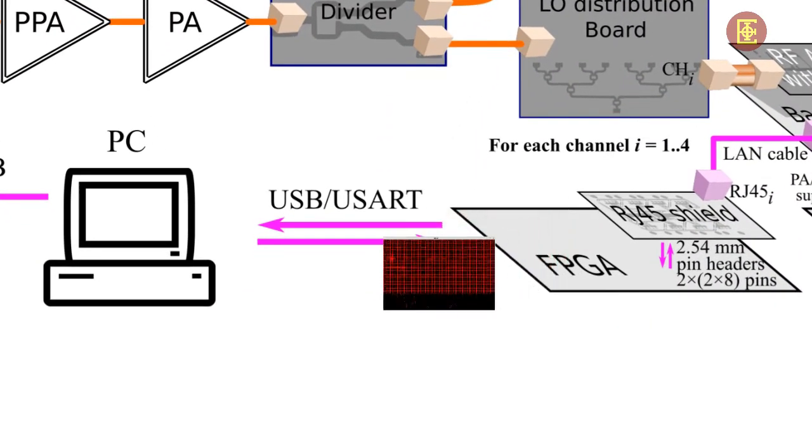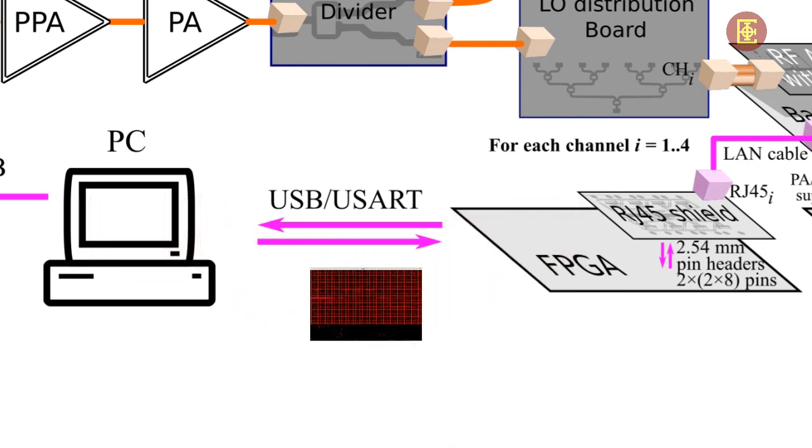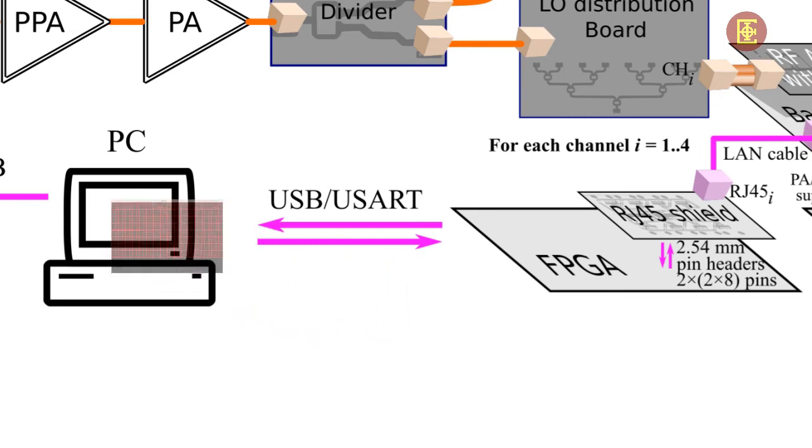Those RD maps are then sent to the onboard ARM microcontroller running a simple piece of software that relays them to the PC using serial communication.